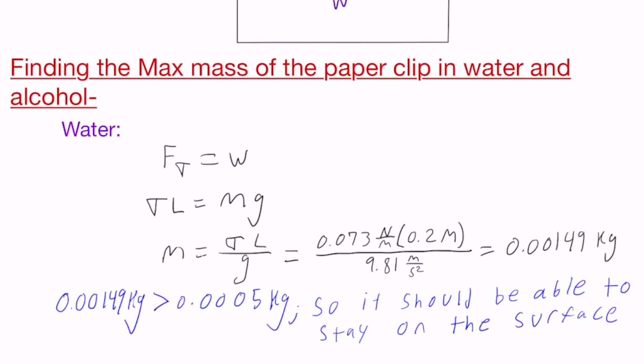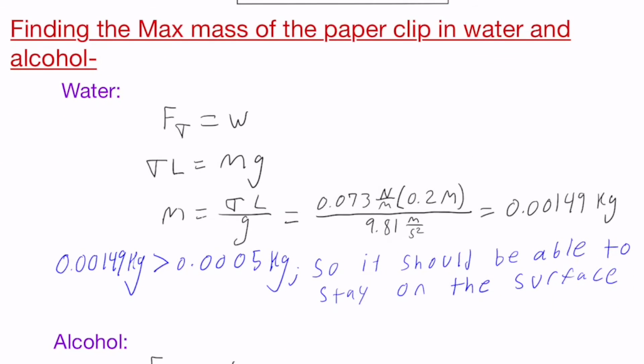First, we will find the max mass that the surface tension of water and alcohol can hold at the found length of the paperclip. If the maximum mass of the surface tension is greater than the mass of the paperclip, then it should be able to float because it will not put enough pressure to break the surface tension. If the maximum mass is less than the mass of the paperclip, then it should sink.